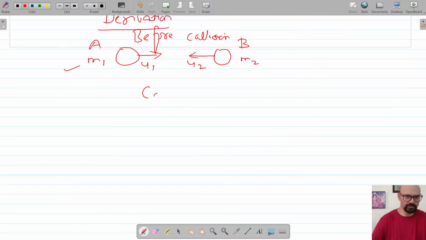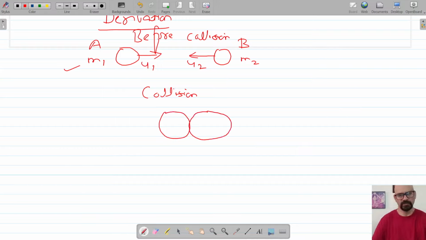Because they are moving towards each other, these two bodies will collide, and A will exert force on B and B will exert force on A. Let's say these bodies collide for an instant. During the collision, object A will apply force on B and B will apply force on A.